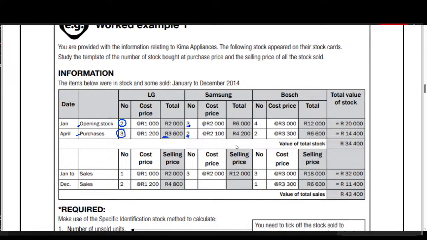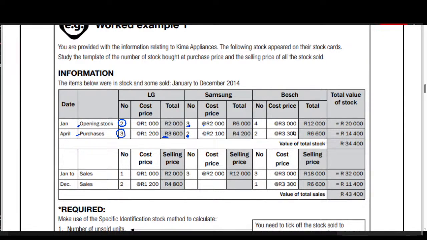Okay? Then we go to Bosch. Bosch has 4 items at the beginning. Each item was 3,000. Hence, we have a total of 12,000. We bought 2 items during the year. Each item was 3,300. Hence, we have a total of 6,600.